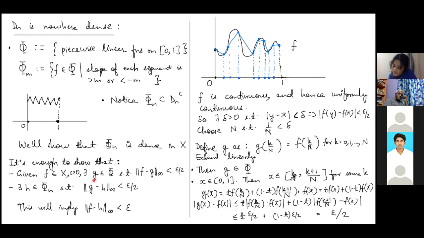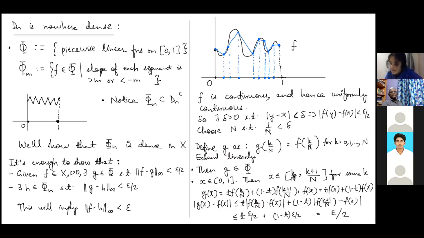Okay, so let's first find our g. So this is what we have. We have this function f. The graph of this is what's drawn in black here. The way we want to construct g is, we'll pick some points, which are the blue dots here. We'll pick these points at which we let g coincide with f. And between each of these points, we'll extend g linearly.